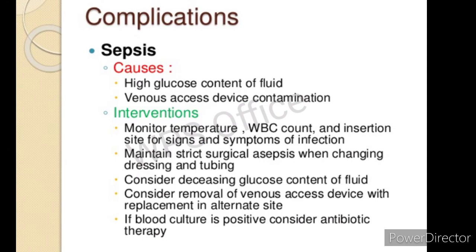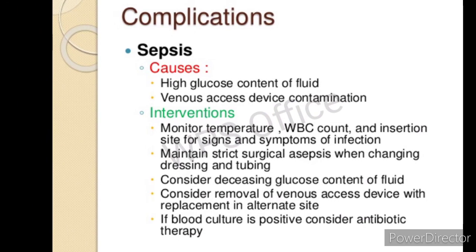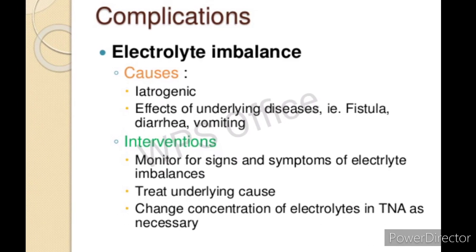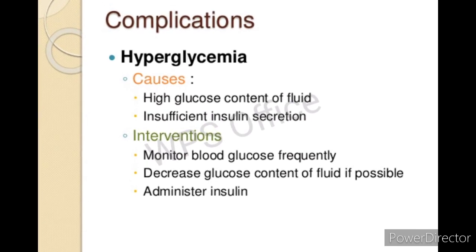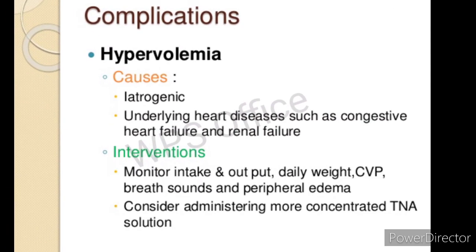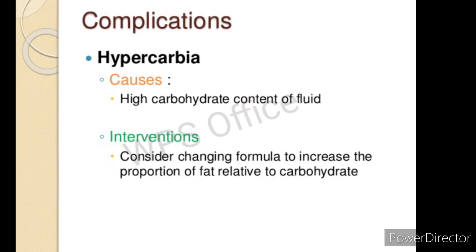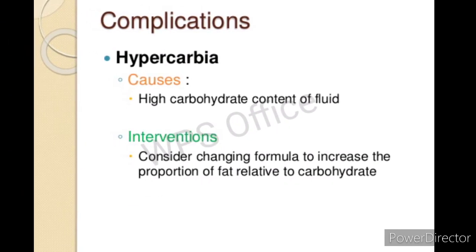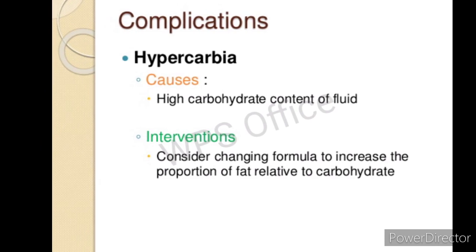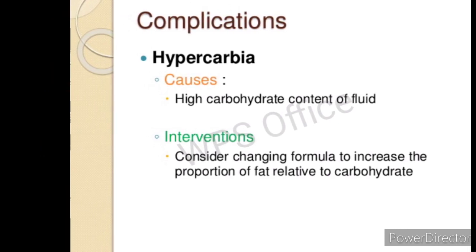In the complications we can see sepsis, electrolyte imbalance, hyperglycemia, hypoglycemia, hypervolemia, hepatic dysfunction, hypercarbia. So these are all the complications that you can see while giving total parenteral nutrition.